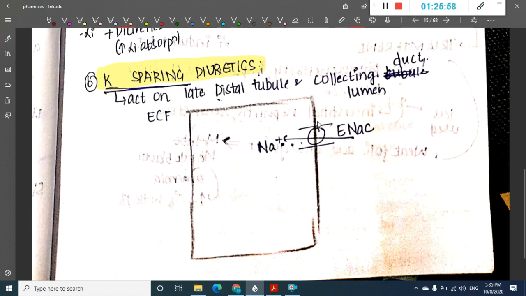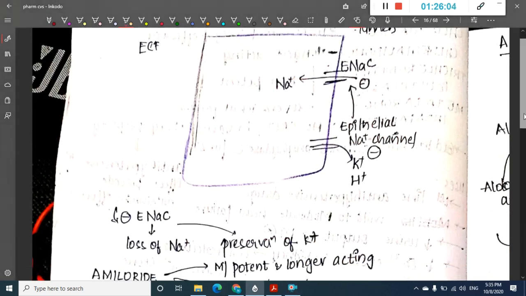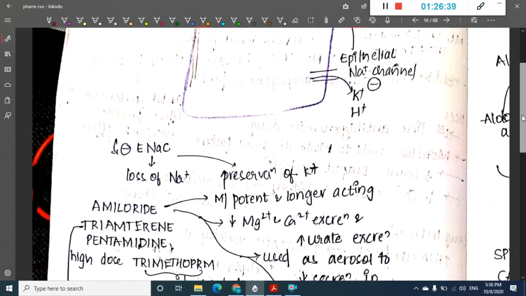Now what do these potassium sparing diuretics do? This is the epithelial sodium channel. Normally, through this epithelial sodium channel, sodium gets absorbed. But potassium sparing diuretics inhibit this epithelial sodium channel. Because they inhibit it, the sodium which would be absorbed is lost in the urine. So there is loss of sodium.